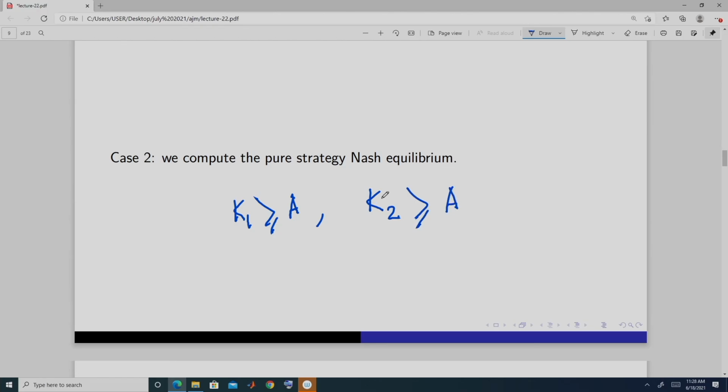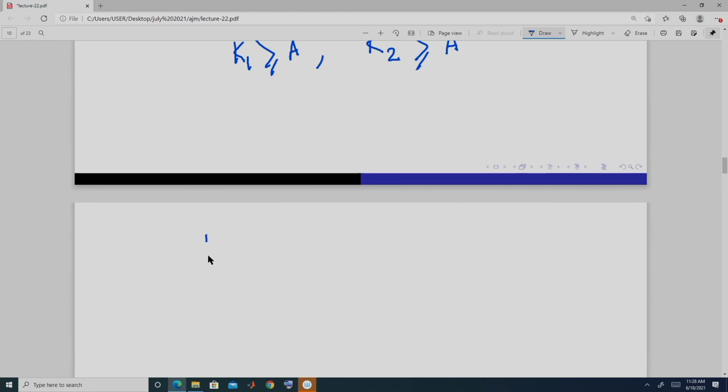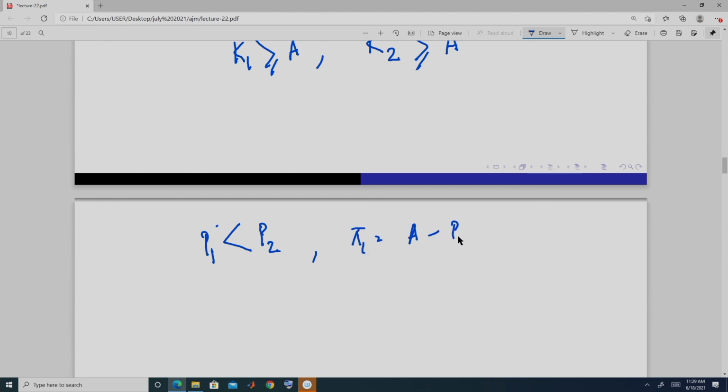Suppose firm 1 sets a price P1, and suppose this is less than the price of firm 2. Firm 2 sets the price P2. Then the profit of firm 1 is going to be this. Now, this is the demand and we know K1 is always greater than this. So, firm 1 is not facing any constraint regarding the output, that is the capacity constraint.